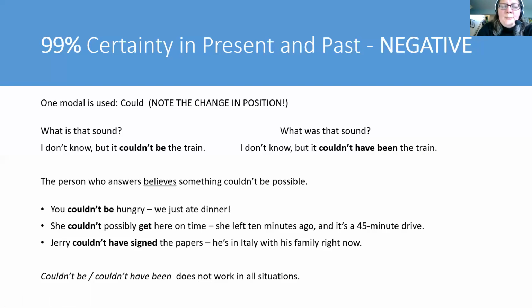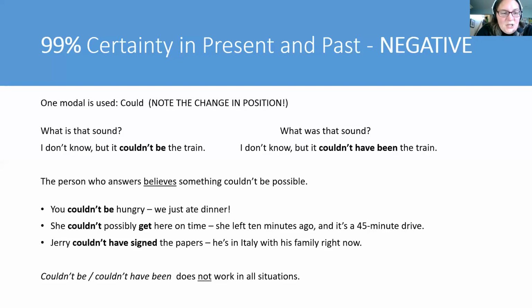For example, my son will often start looking for more food to eat right after we've just had dinner. And I say to him, you couldn't be hungry. We just ate dinner. But he is. He's a growing boy. I don't believe it, but there it is. All right, let's talk about belief here. She couldn't possibly get here on time. She left 10 minutes ago and it's a 45-minute drive. I don't believe she will be on time at all. It couldn't be possible. Do you see the belief here? That's why we can use couldn't.